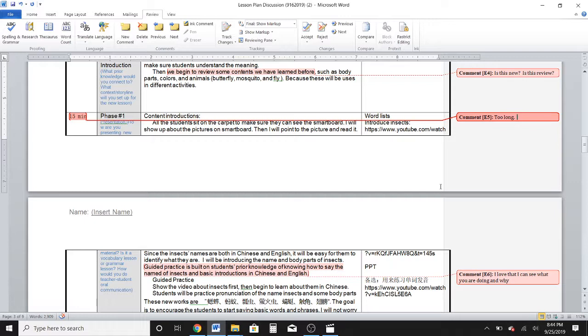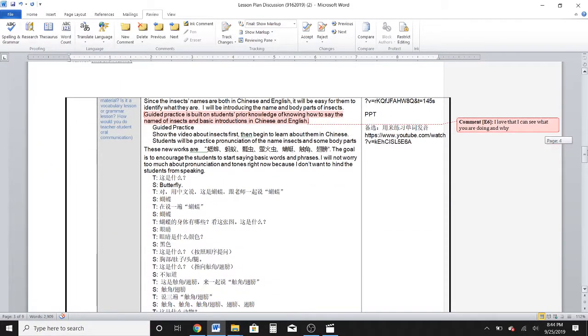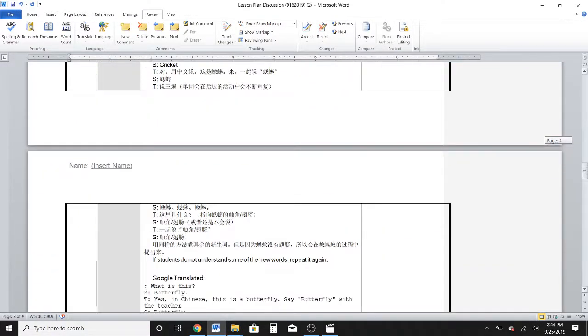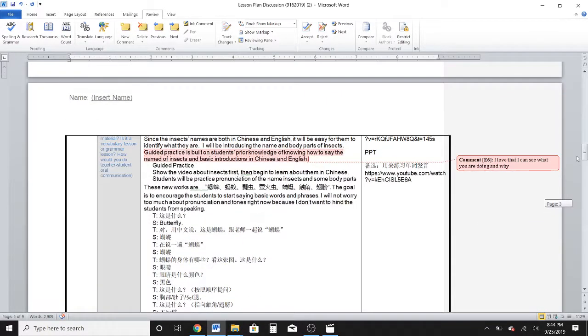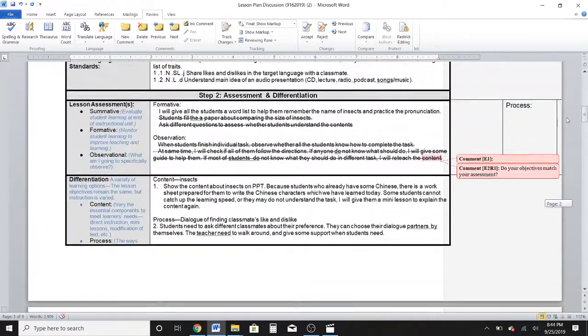If they're sitting that long, their brains are going numb. So I would have this person cut down the time. It's also having them repeat the things 3 times. So that's a lot. Okay. So it's talking about helpful and harmful. Good. Okay.